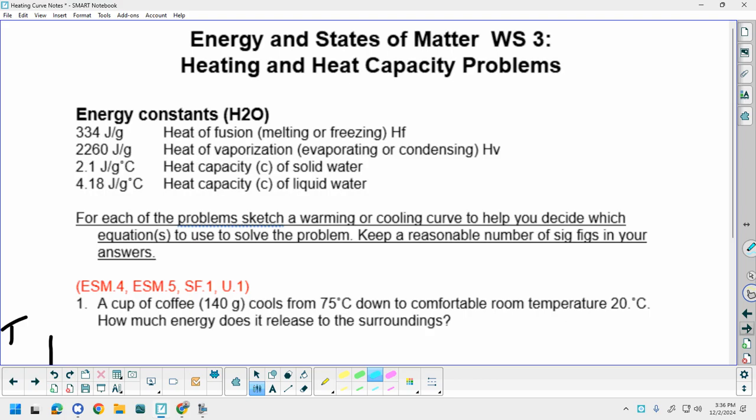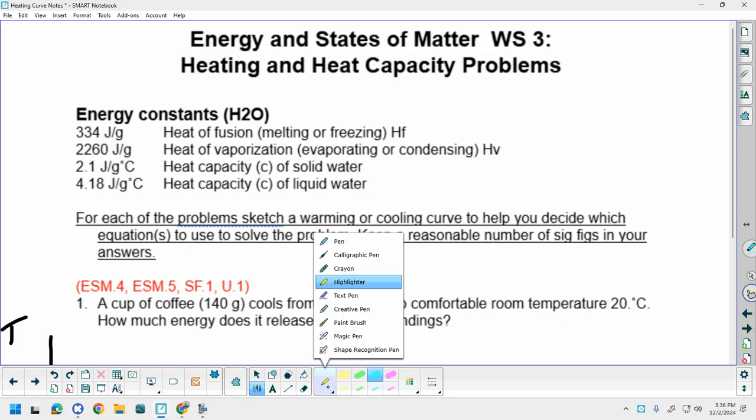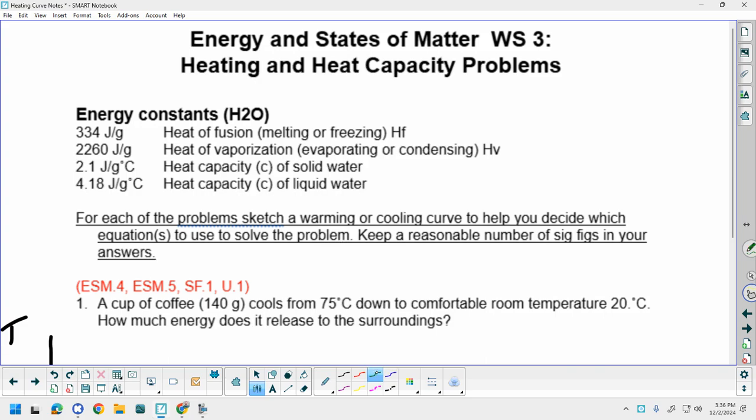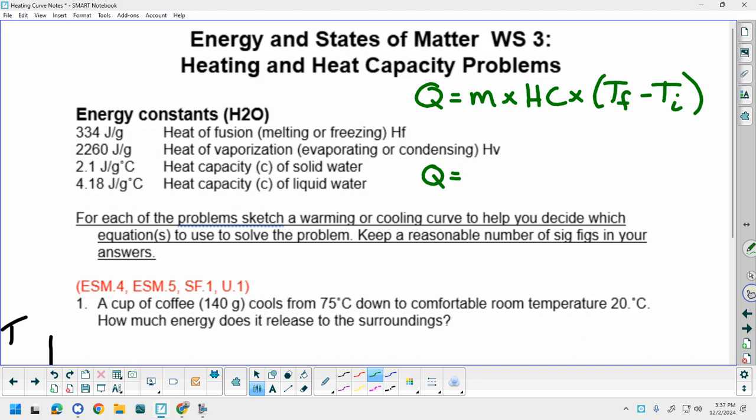So, let's get into some practice with this. Okay, so we've got two different equations that we are going to be working with. We've got the equation for the heat capacity. So this is when we are just changing the temperature for a single state of matter. Or we have the heat of fusion or vaporization. So I'll put F or V, which deals with our phase changes.